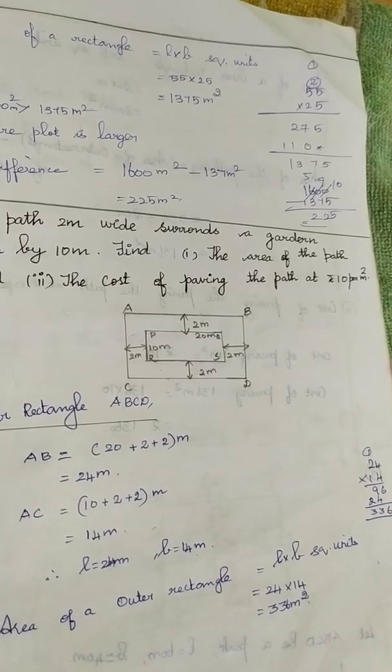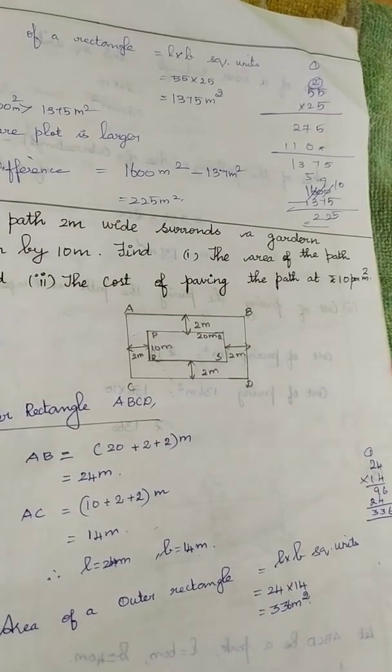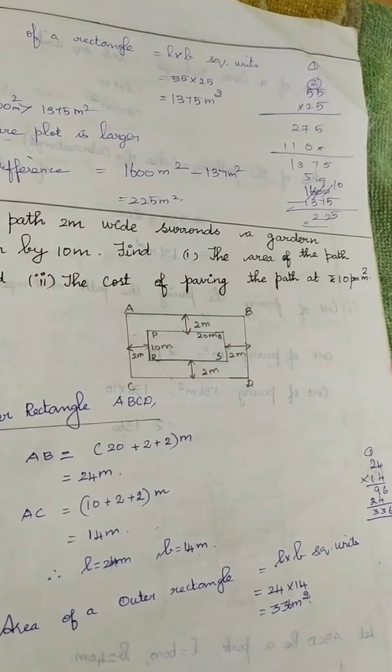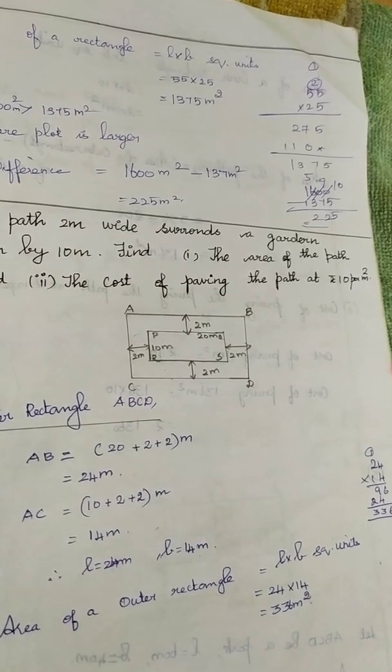Problem number 10. A path 2 meter wide surrounds a garden 20 meter by 10 meter. Find the area of the path and the cost of paving the path at rupees 10 per meter square.